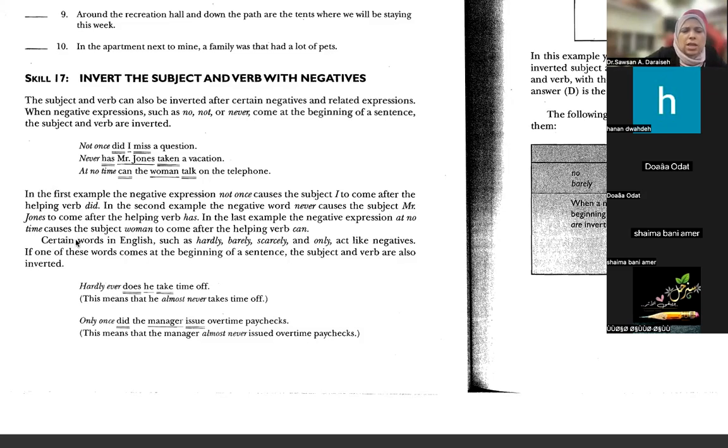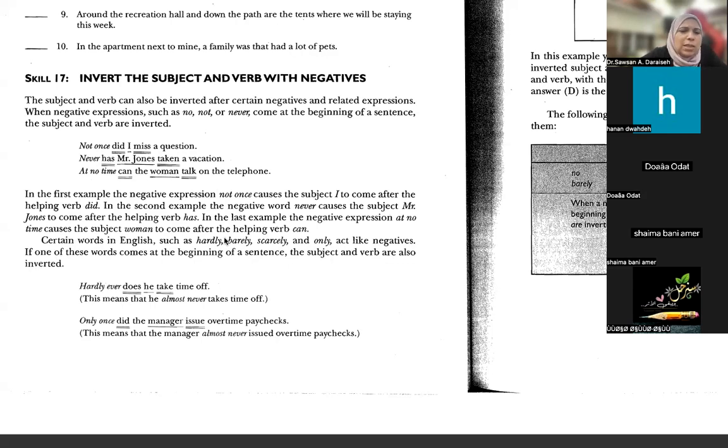So take a look, guys. Certain words in English, such as not only, not, never, and no. Certain words in English, such as hardly, barely, scarcely, and only, act like negatives. All of these four words act like negatives. If one of these words comes at the beginning of a sentence, the subject and the verb are also inverted.